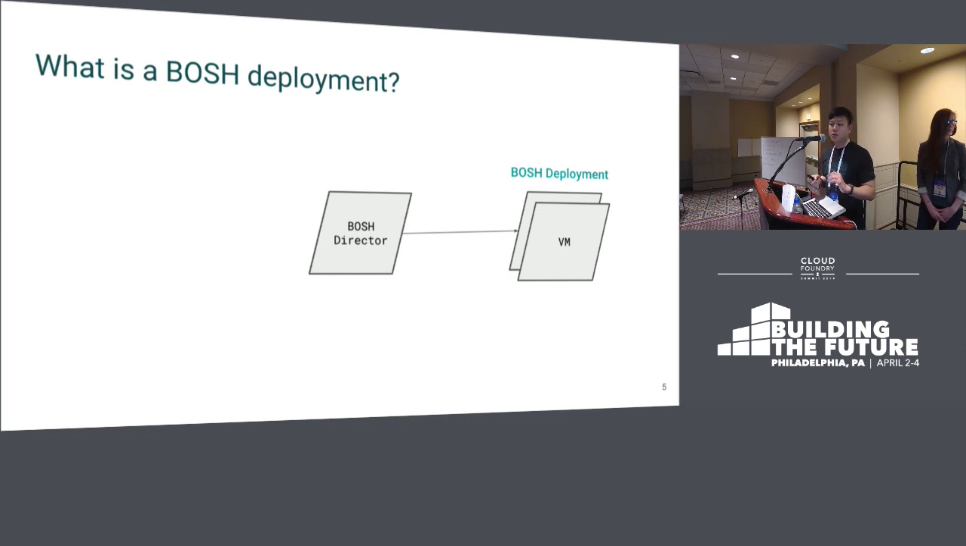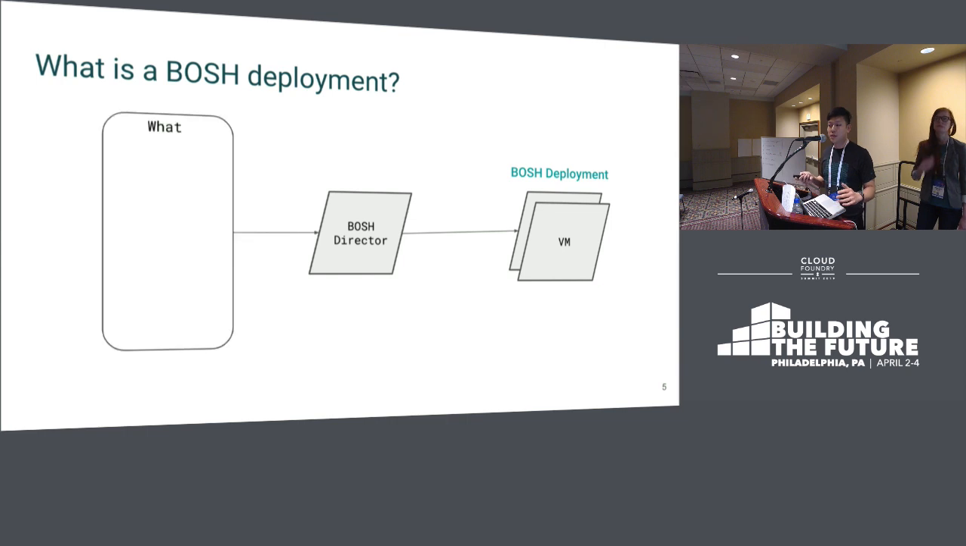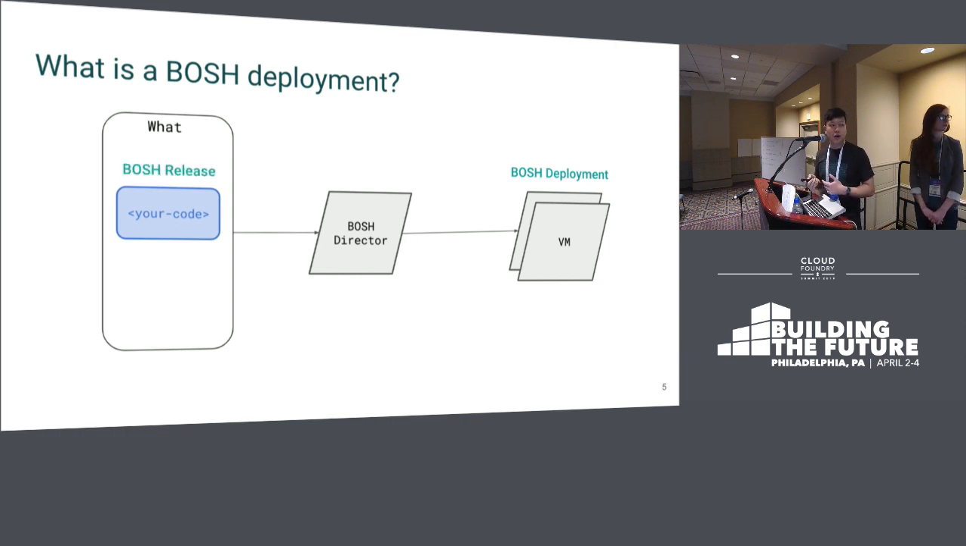You need to tell BOSH what you'll be running on these VMs. And there's two parts to that. The first part is your code, so what you want to make available on your deployment. And we like to call that the BOSH release, which is what today's whole talk will be focused on. The second part of this is the OS, and we call that the BOSH stemcell.